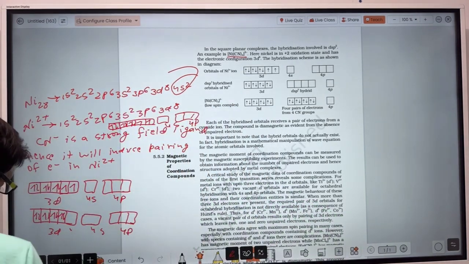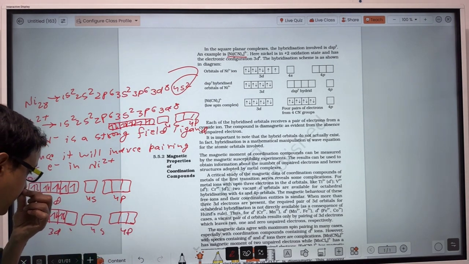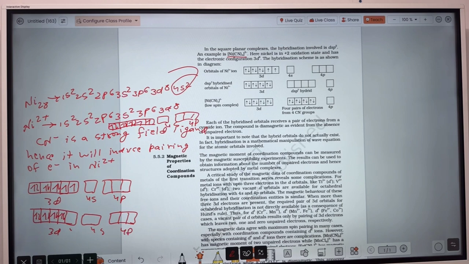Here, there is one 3d orbital vacant and 4s, so only 2 orbitals of p will participate in hybridization. Because one orbital of 3d is vacant, that's why only 2 orbitals of 4p will participate in hybridization. So the hybridization will be dsp2.